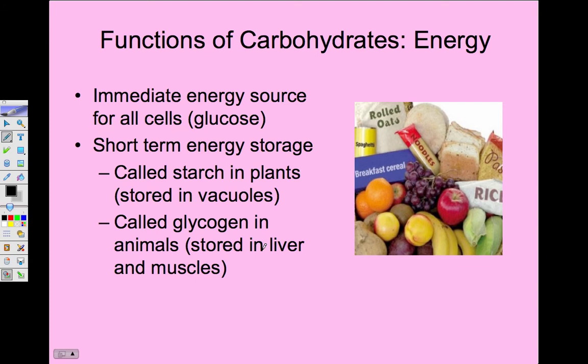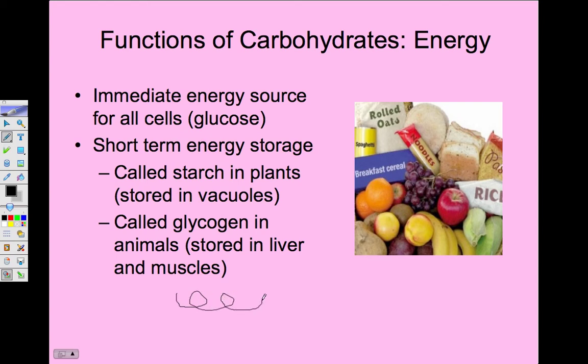All cells of living things prefer to burn up glucose as the immediate energy source. But carbohydrates are also good at storing energy, and they store energy in a molecule called starch, if it's a plant, and glycogen, if it's an animal. So you store your carbohydrate energy in the form of glycogen.